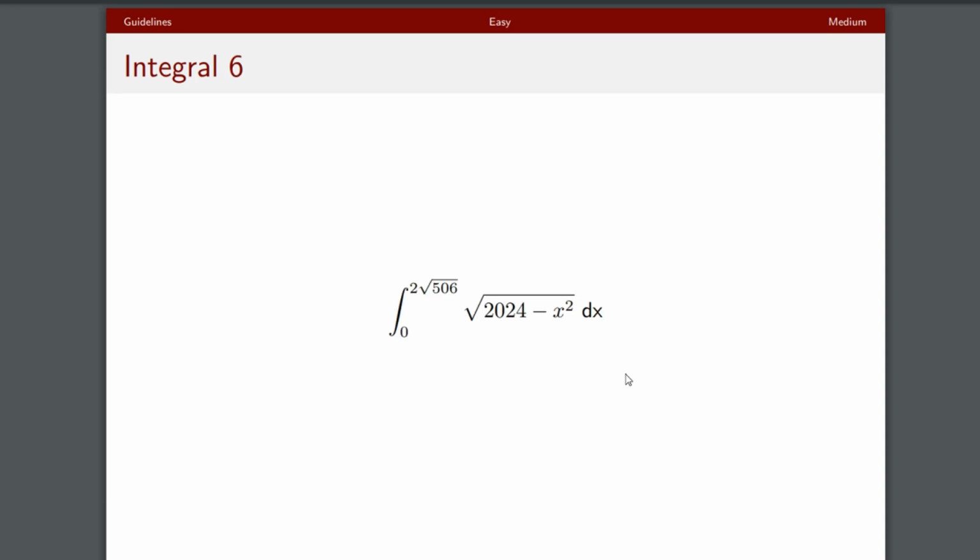Huh. I wonder what it could be. Interesting. So, it seems like this is pi over 4 times square root of 20. Oh, no. Wait. Pi over 4. 2024. So, I guess 5. So, it'll be 506 pi. 506 pi? Yes. This is an area of a partial circle.